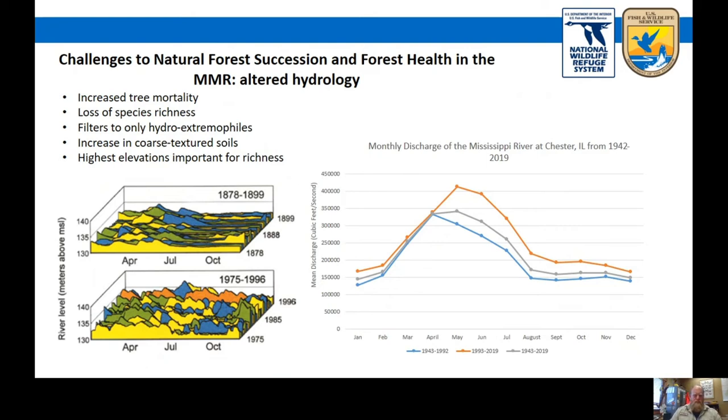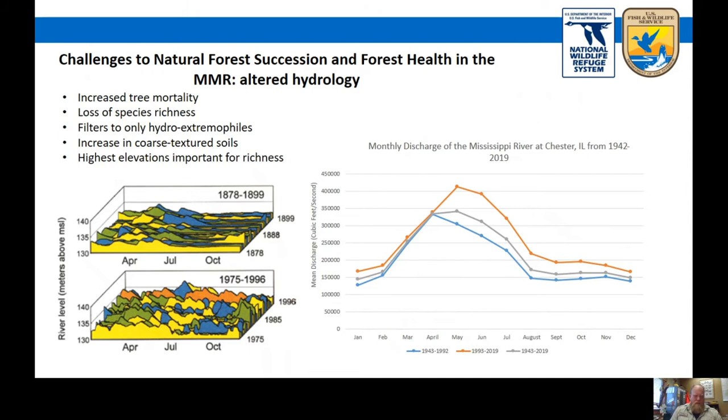Look at the colorful 2-part graph on the left. Top is pre-channel training, pre-lock and dam, and pre-flood control reservoirs in the upper Missouri River. It depicts the flood stages on an annual or on a monthly basis over a time period from 1878 to 1899. Note the period of springtime flood pulse and then a regular annual low stage.